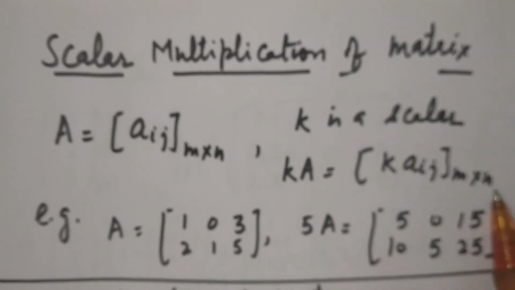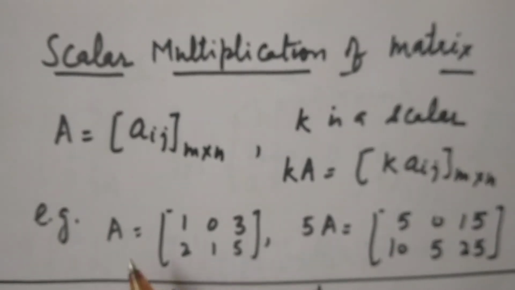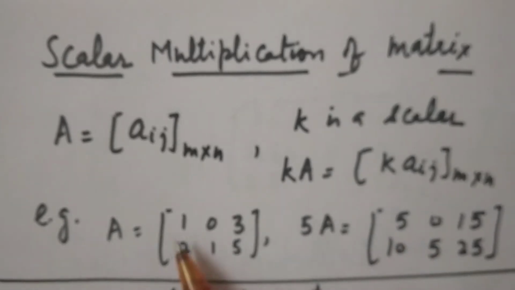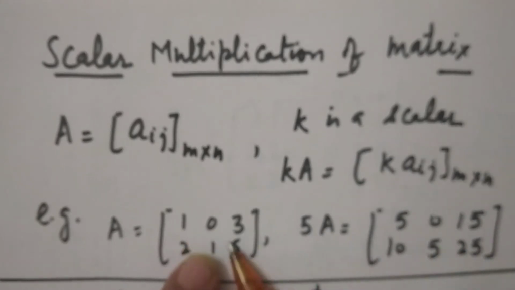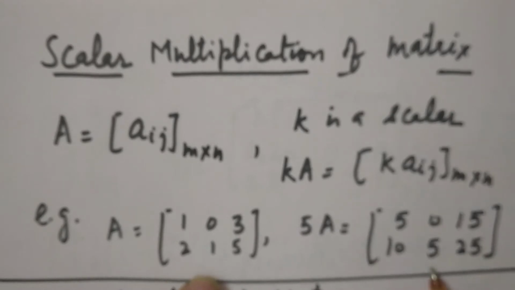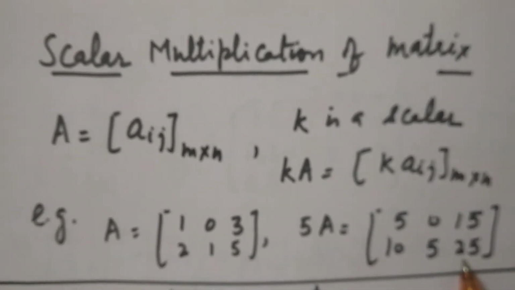The order remains the same. For example, if we have a matrix A = [1 0 3; 2 1 5], and we need to find 5A, the new matrix 5A will be 5 into 1, that is 5, 5 into 0, that is 0, 5 into 3, that is 15, 5 into 2, that is 10, 5 into 1, 5, 5 into 5 will be 25. So this way scalar multiplication of a matrix is defined.